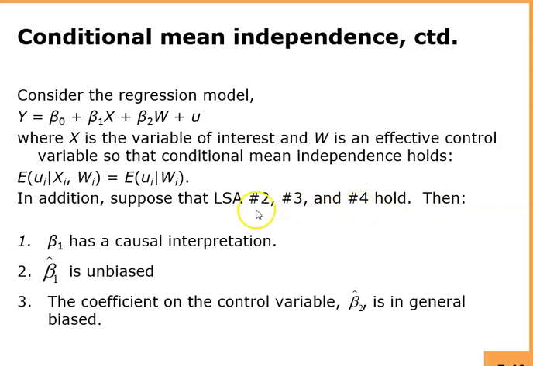If all of these assumptions hold along with the assumption of conditional mean independence, then beta 1, which is the coefficient of the variable of interest, will have a causal interpretation. It also means that beta 1 hat will be an unbiased estimator. The coefficient on the control variable, beta 2 hat, is in general biased, and that is simply because W will be correlated with the error term.